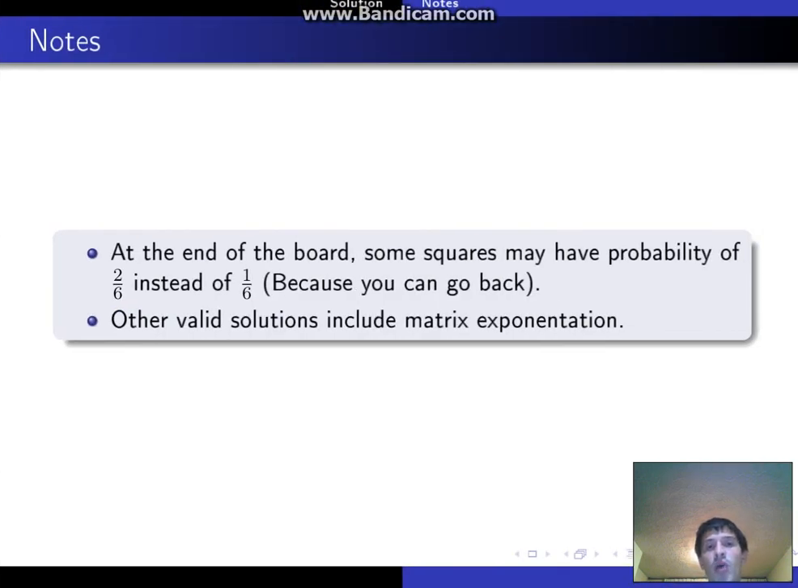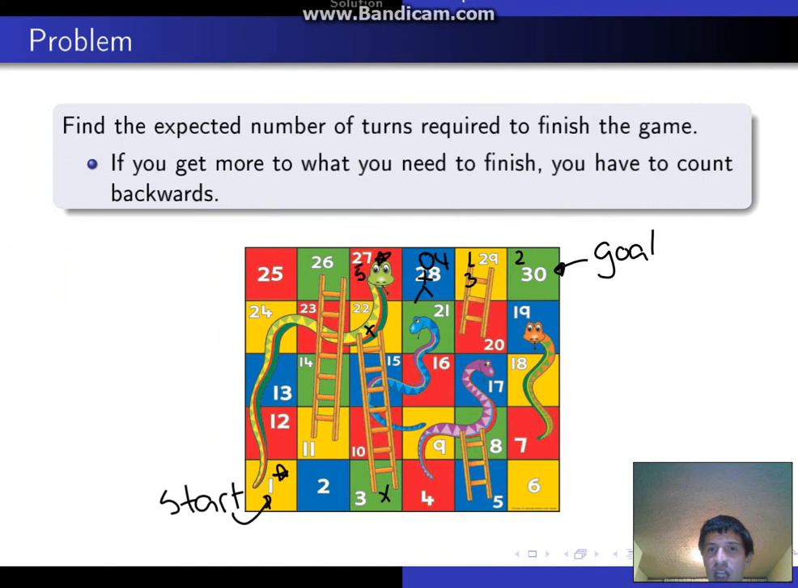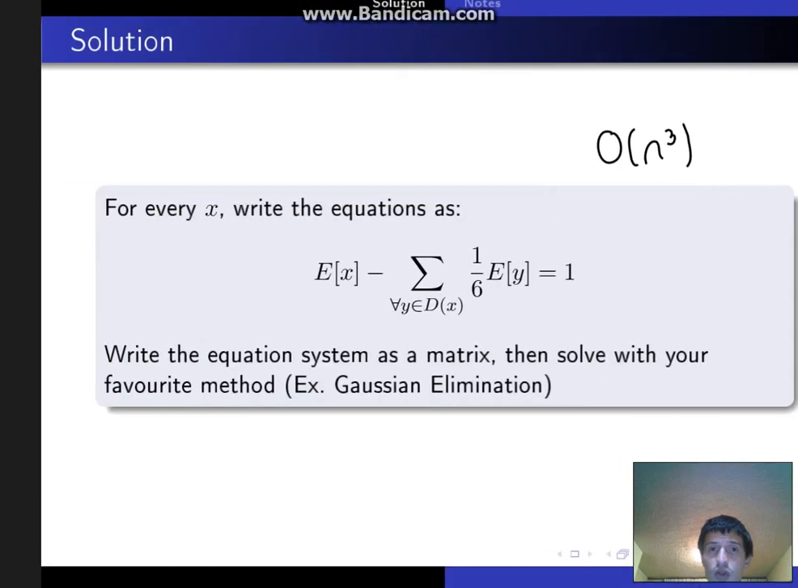Some notes: something you have to take into account is that if you are at the end of the board, some squares may have probability 2/6 instead of 1/6 because you can't go back. That's what I show you here. If you start at position 28, the little guy that I drew on that board, and you get, for instance, 1 or 3, you land on position 29, so you have twice as much probability to land on position 29 as you have to land on position 30, 28 or 27. That's something you definitely must consider to solve this problem.